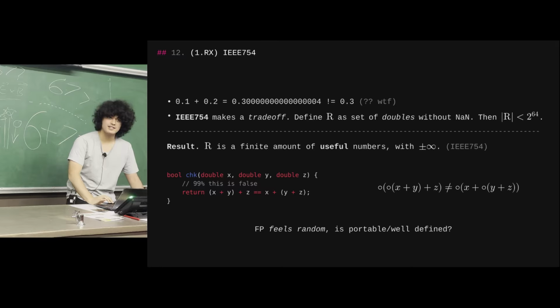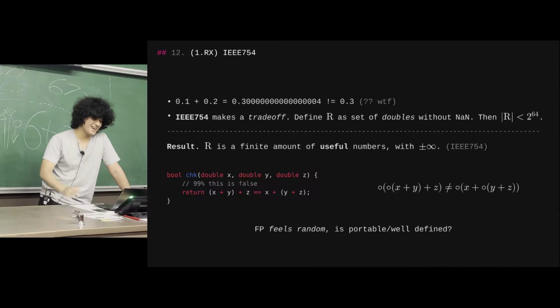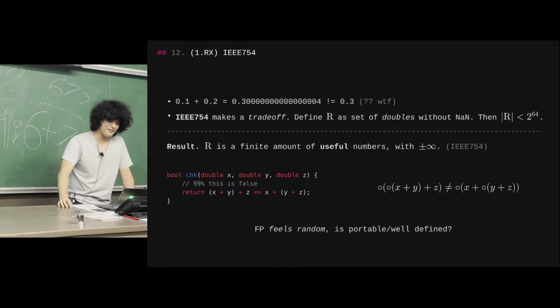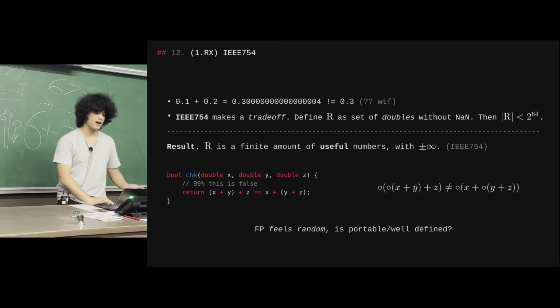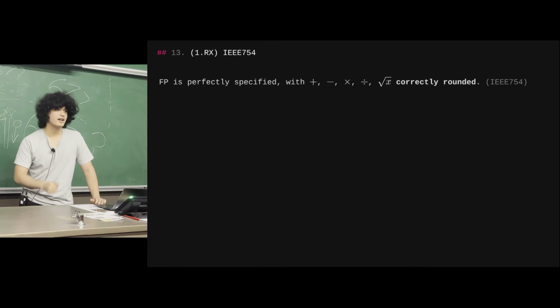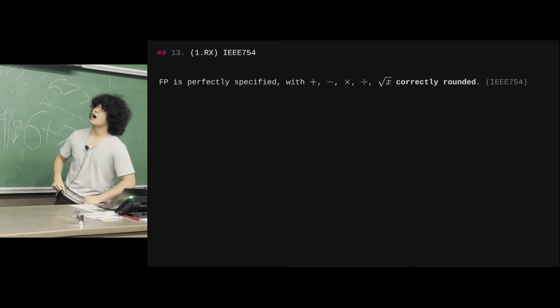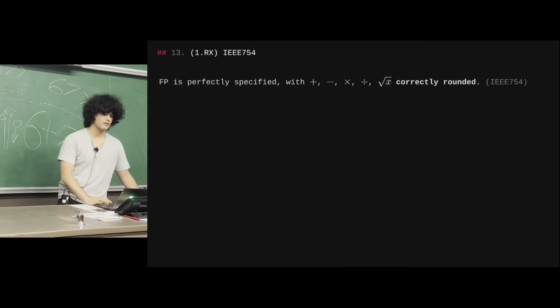But I haven't actually addressed the elephant in the room, which is that programmers think that working with floating point numbers is frustrating and inaccurate, basically a random black box. I know Max over there. So if floating point feels inconsistent and like magic at times, why should RandomX rely on it to give consistent results? Is it portable? It is well defined. Floating point numbers are perfectly specified, with addition, subtraction, multiplication, division, and square roots correctly rounded. These are your 5 core operations in IEEE 754.